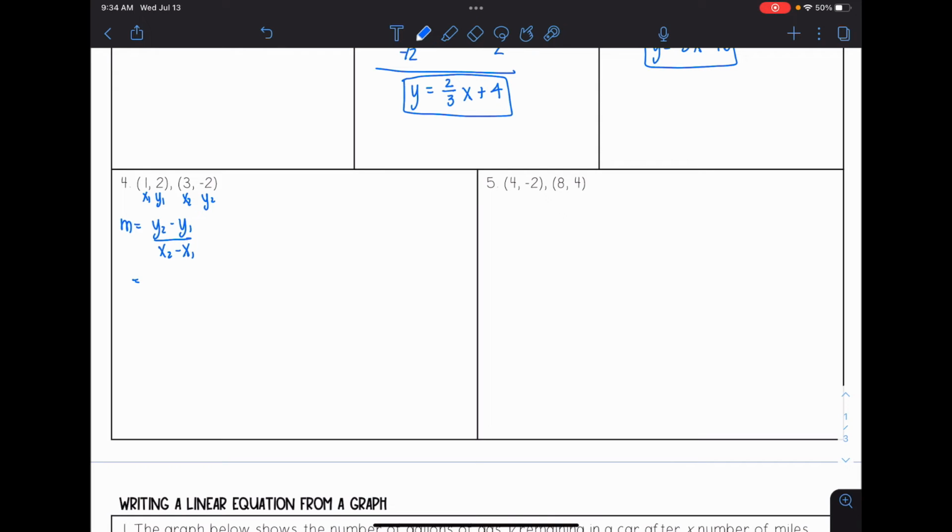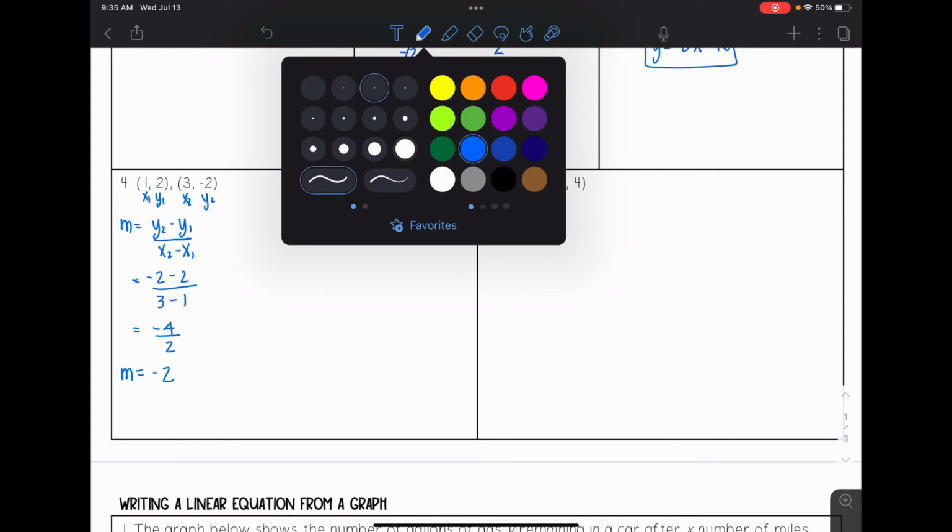Now I'm going to fill that out. My y2 is negative 2, so I have negative 2 minus y1, which is 2, over x2, which is 3, minus x1, which is 1. Negative 2 minus 2, I get negative 4. 3 minus 1, I get 2. And so simplifying that out, negative 4 divided by 2, I get negative 2.